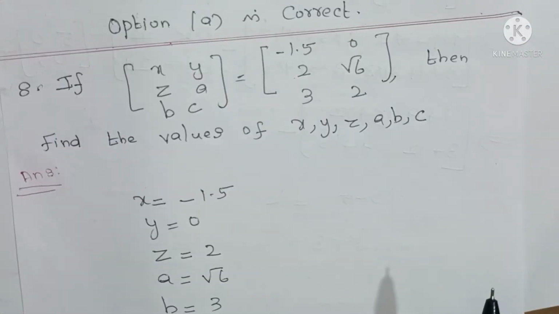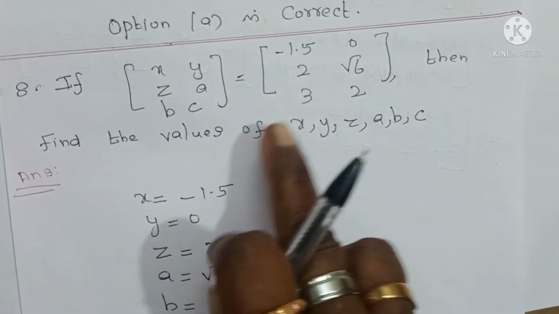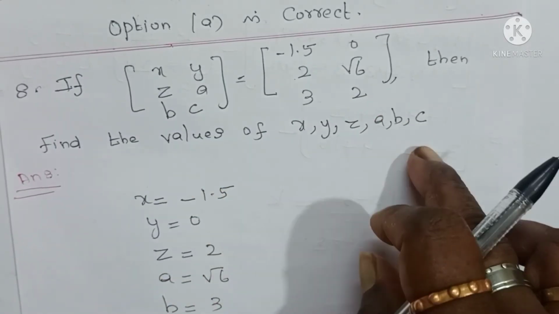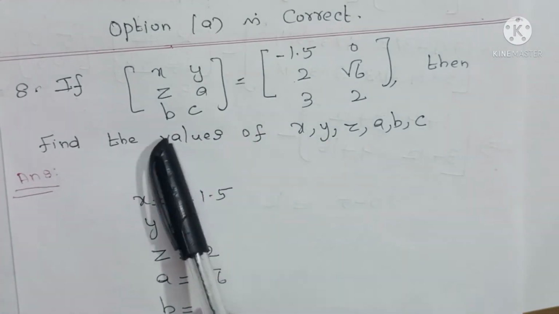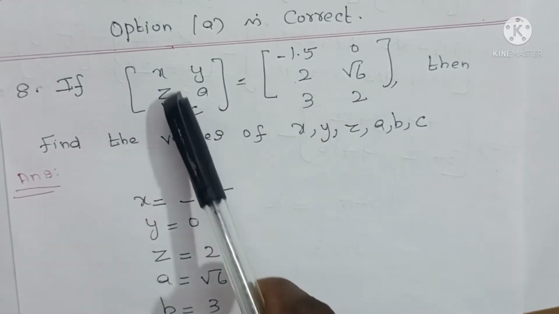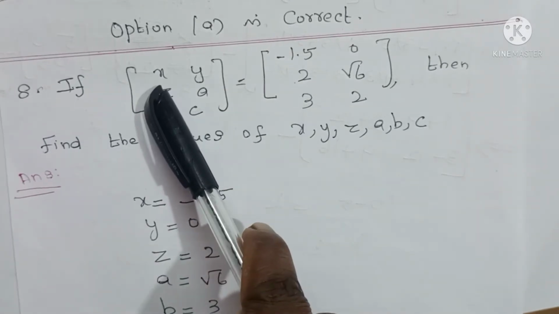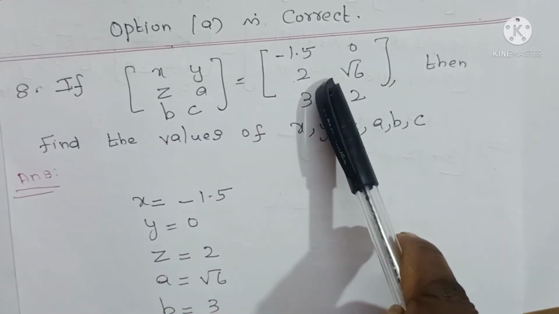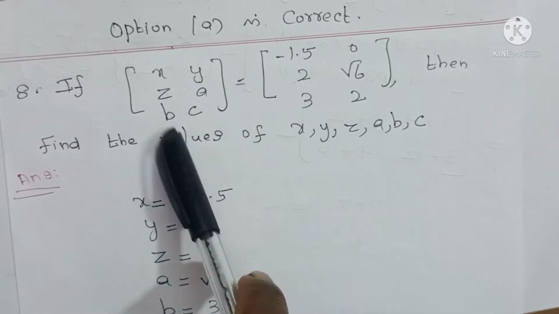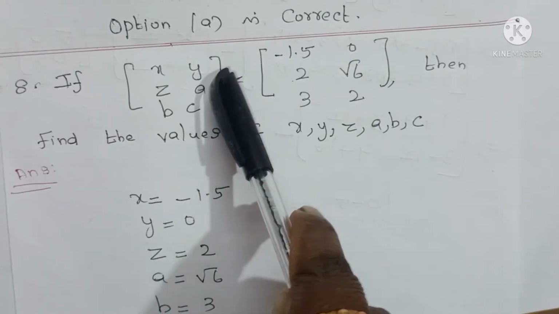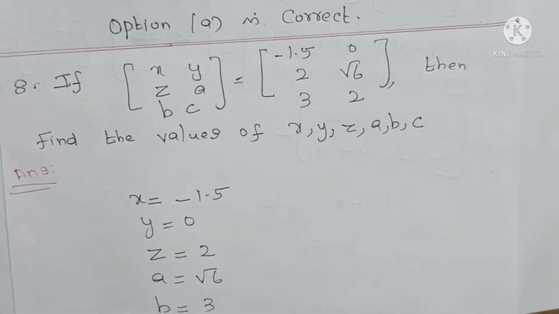Next, move on to the 8th question. If this matrix is equal to this matrix, then find the value of x, y, z, a, b, c. From this you can write it easily. What is the value of x? Corresponding elements you can equate. So what is the element of x? x is minus 1.5. z is 2. b is 3. c is 2. a is root 6. y is 0. That's it.